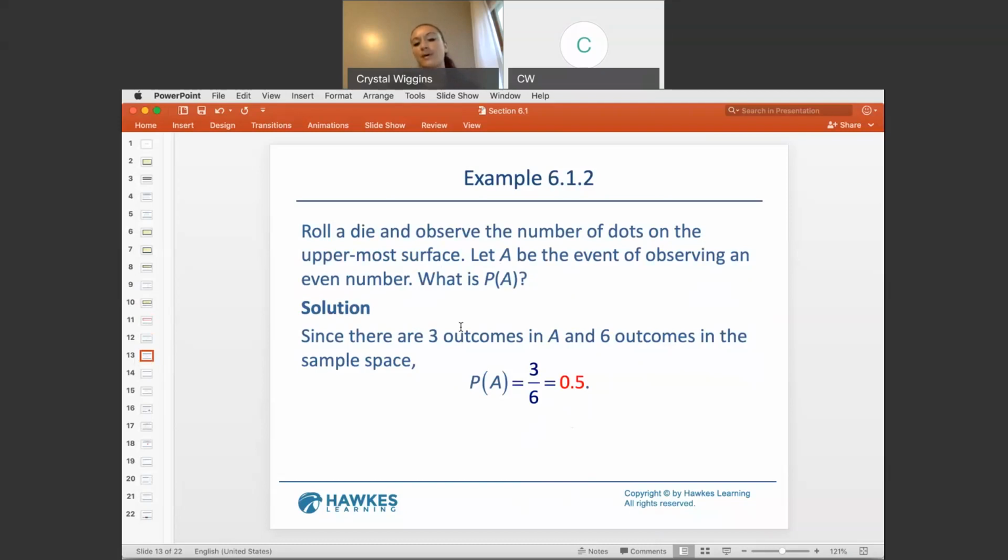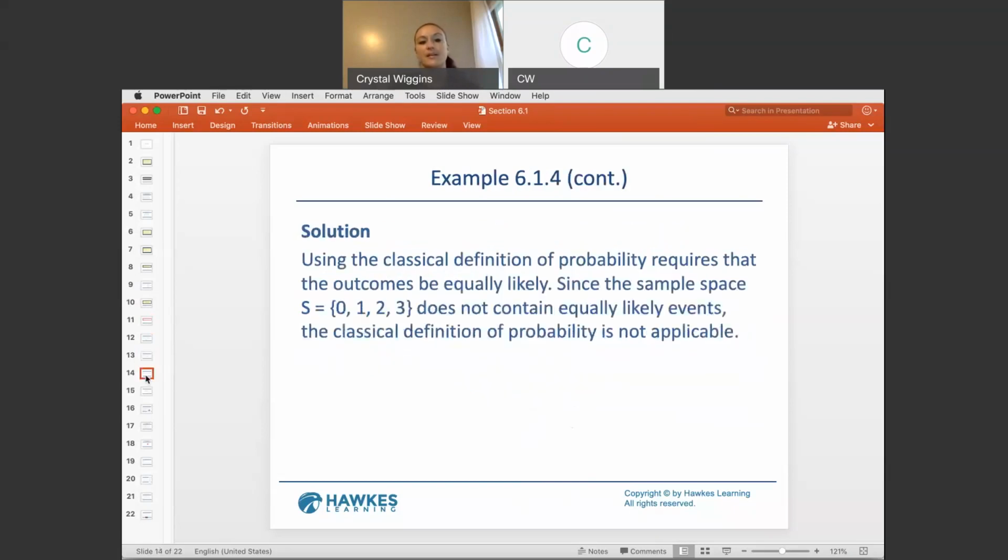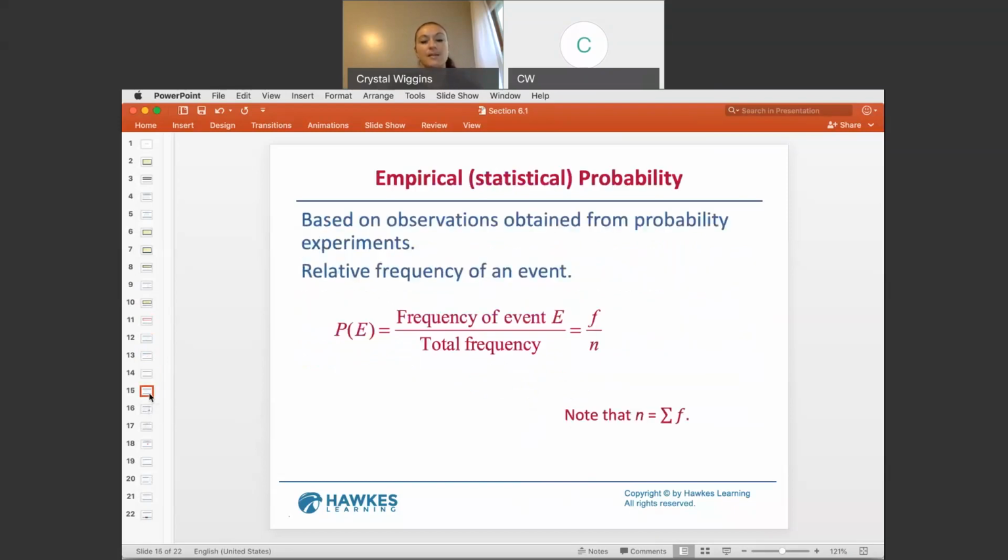Therefore, there are 3 possible outcomes out of the 6 in the sample space that will be even. And there's a 3 out of 6 chance, or 0.5, a 50% chance that we will roll an even. Okay, that's all part of the solution we just discussed.